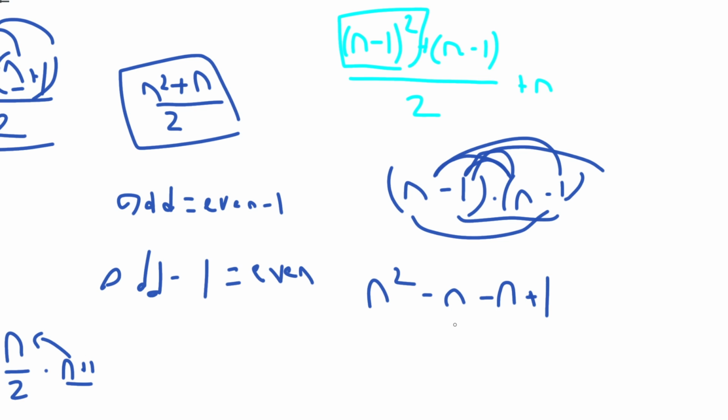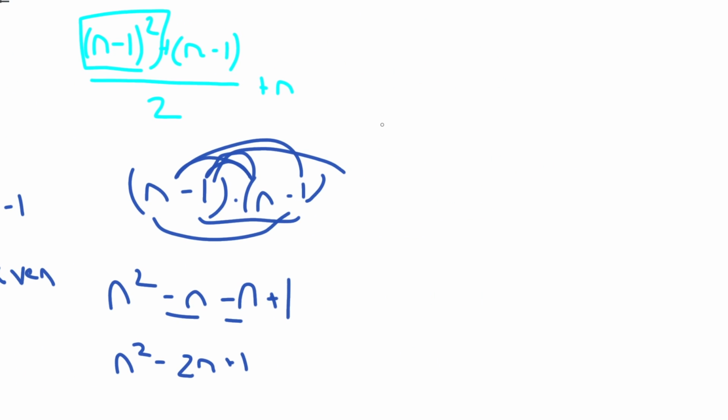So how do we simplify this? At first glance, you might think the n and the negative n cancel out. But remember, this is a negative n too. So we're going to have to simplify this to n squared minus 2n plus 1. Okay? So here's our equation. Let's insert that back into our equation.